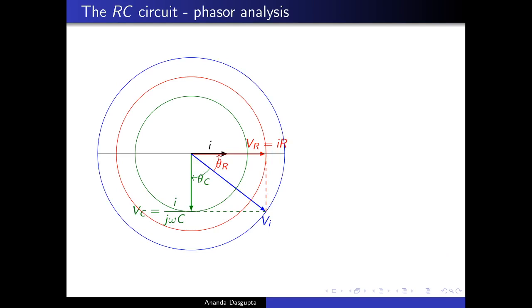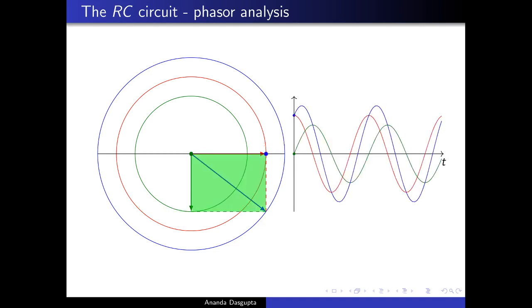So what does this mean in terms of how things change with time? So let's now try to figure out what will happen as time evolves. As time evolves, because of the e to the j omega t factor, which is present in each and every one of these things, I, VR, VC, all of them are going to rotate around at a constant angular velocity omega. And so this is what's going to happen.